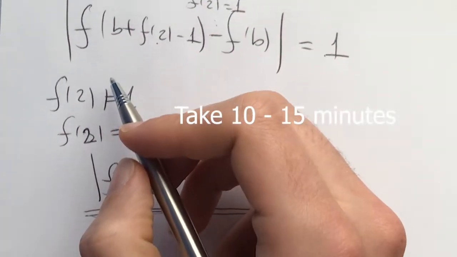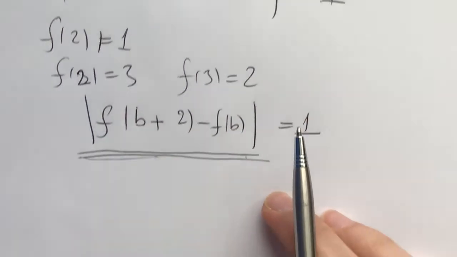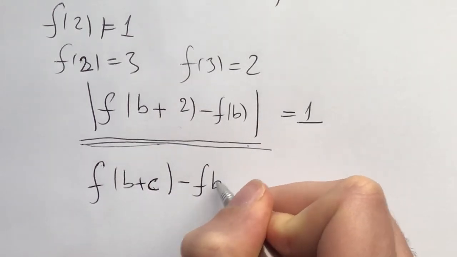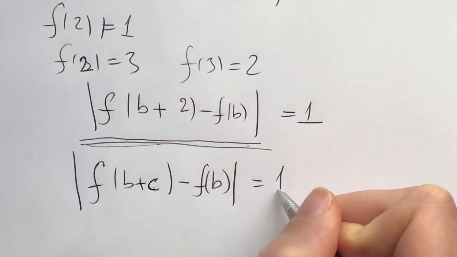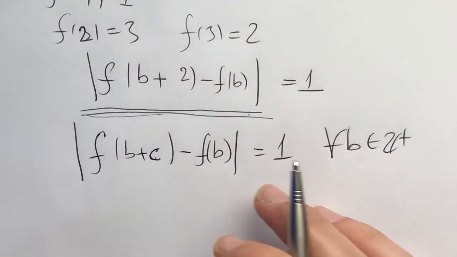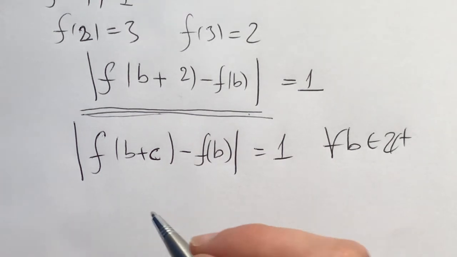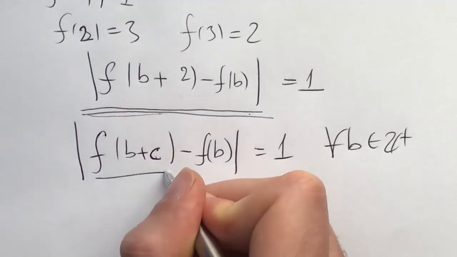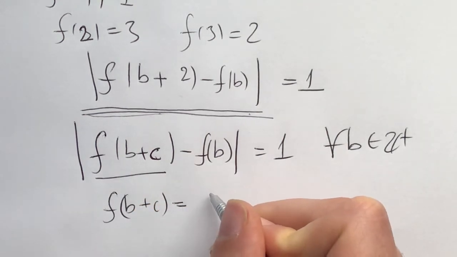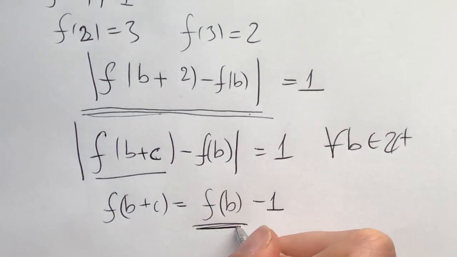Here's what we have. Let's look at it generally actually. Let's say the absolute value of f of b plus a constant c minus f of b is always 1 for all b that are positive integers. Now what do we know from here? We know that f is a bijection, but here what matters is that it's an injection. Namely, what happens if f of b plus c is equal to f of b minus 1? Well, we only need to look at the first time this happens.